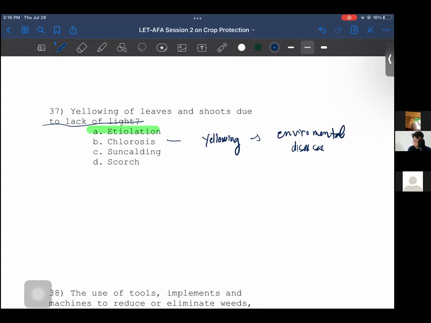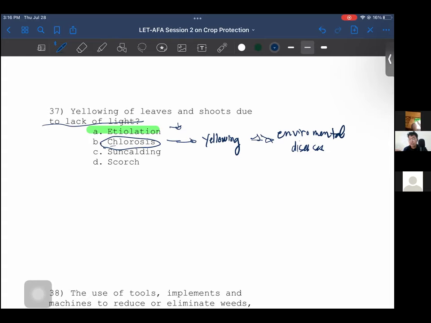So chlorosis is a technical term for yellowing due to this, whereas etiolation is because of the lack of light. We had an experiment last year regarding etiolation. Yung ilalagay mo yung corn leaves sa isang dark place, tas yung iba sa labas. And that is etiolation kasi sobrang yellow yung nangyari.